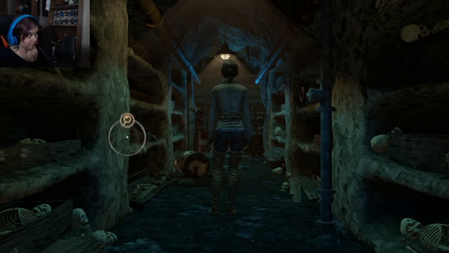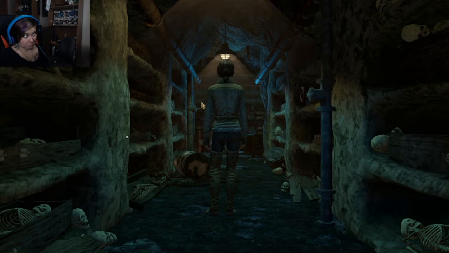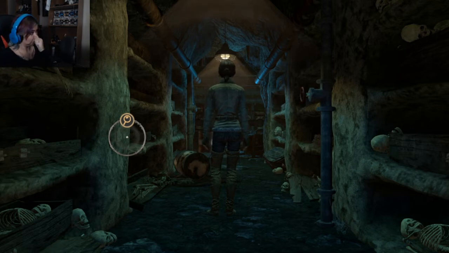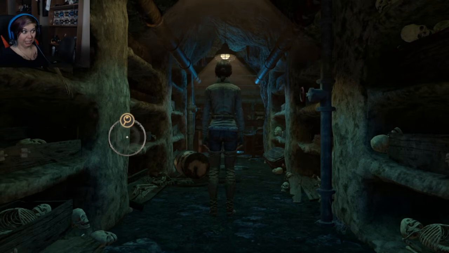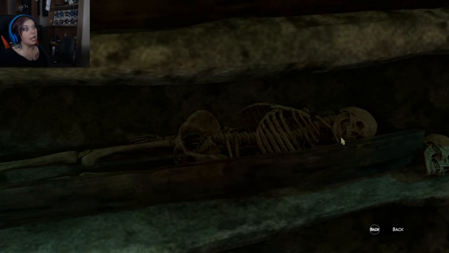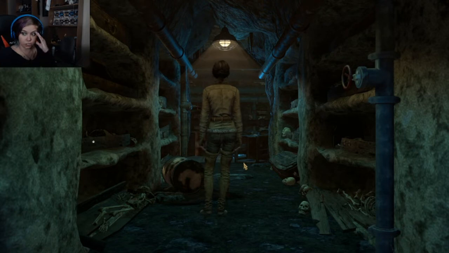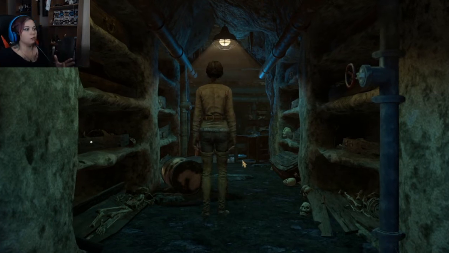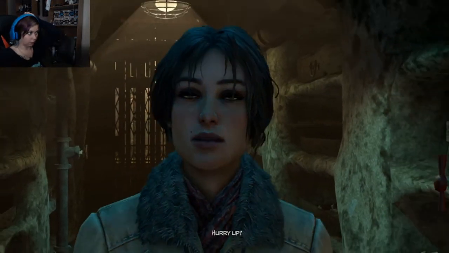Just a tomb. In the doctor's office, there's just a tomb with lots and lots of bodies. Well, bones. Charming. To say the least, Kate! She's way too calm right now. Like, oh my god. Hurry up.